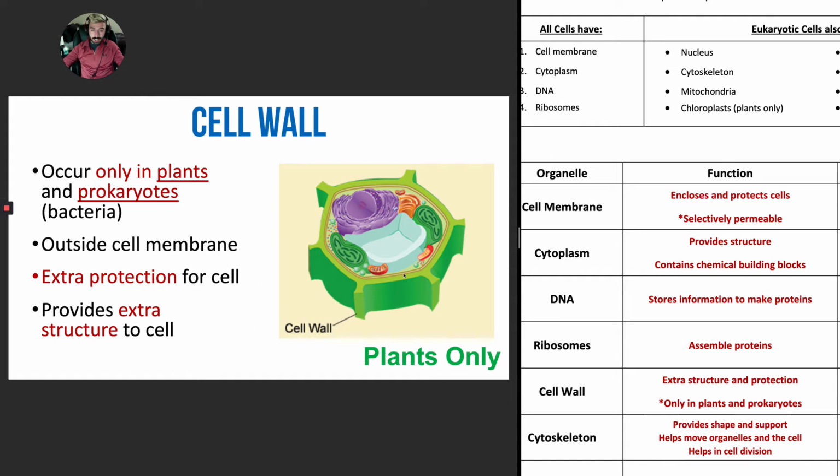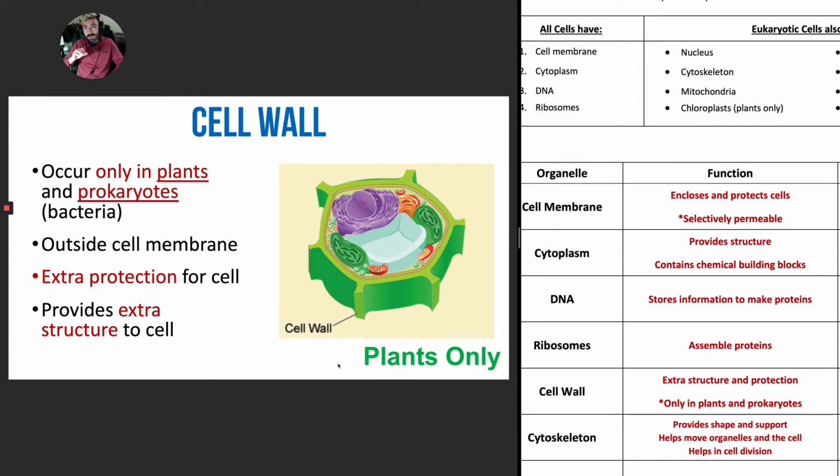So if you look at this picture here, there's this thin thing going around the cell, and that's the cell membrane. And then there's a much thicker and much more rigid wall around the cell, and that's the cell wall. And so it's only in plants and prokaryotes. And what this does, if you think about plants, for example, let's compare plants and animals. Animals have to move around a lot. They have to be flexible. We are constantly moving around.